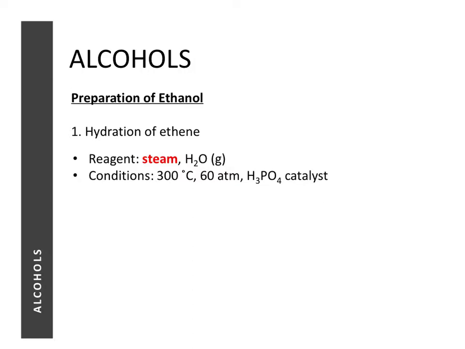Okay, so in this case I'm going to write out the equation. This is ethene reacting with water. And then the product is an alcohol. Now the product is ethanol. Now notice once again that there's only one product formed. So we are combining two reactants, but only one product is formed. So this is an addition reaction.